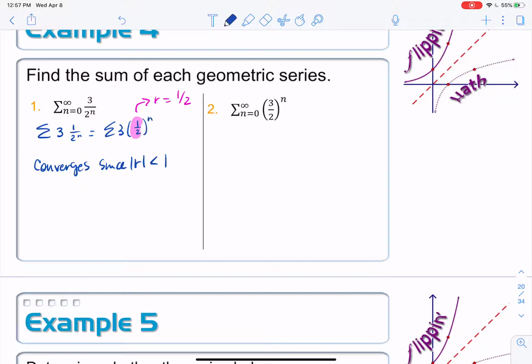I want to figure out what it converges to. So I need two pieces of information for that. I need the first term and I need the common ratio. Well, we already found the common ratio. The first term is supposed to be this 3 that's right there. So let's just say that I forgot that that's the first term, or it doesn't start at 0. To get the first term, it's very, very easy.